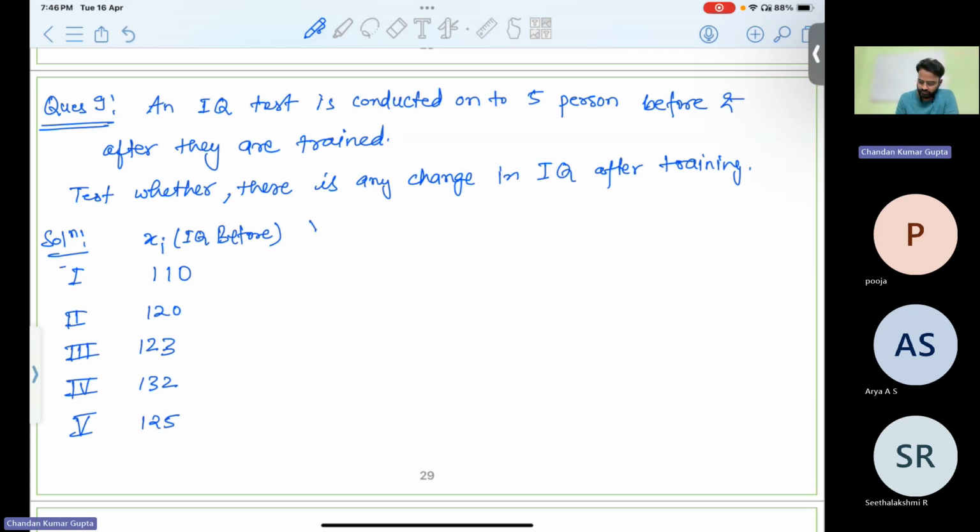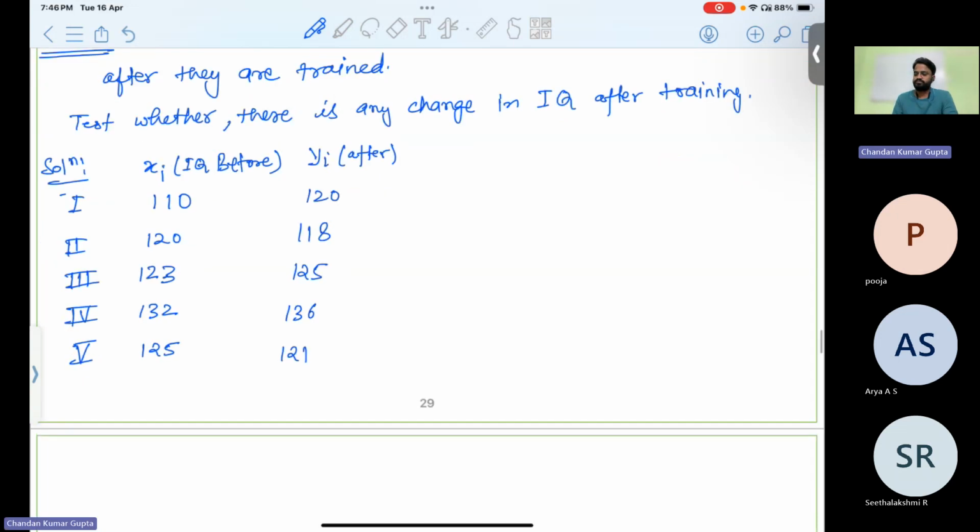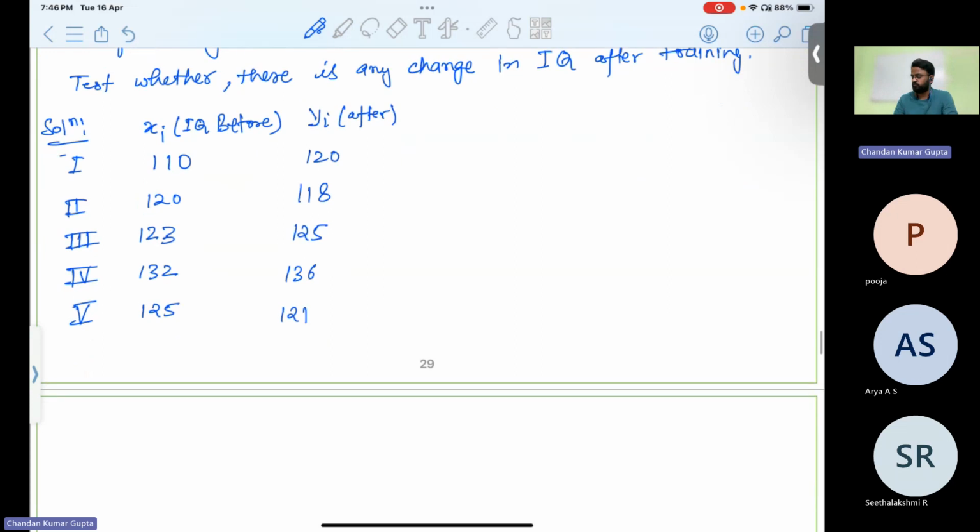And suppose Yi is the IQ after training. This is 120, 118, 125, 136, and 121. So these two are the data, the IQ measured before and after training. Now, since this is a paired test, we need to calculate the differences.